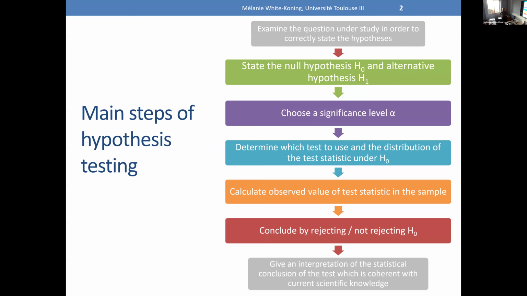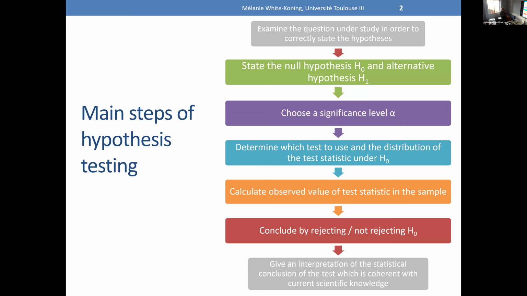Yeah. So if you remember last time, we said that the main steps of hypothesis testing are first to examine the question under study to correctly state the hypotheses. What question are we trying to answer? Then to define and state the null and alternative hypothesis. Choose a significance level, and you remember that we said it's often 5%, but not always. Obviously you want it to be as low as possible, but you have to be careful because if you lower alpha, you increase beta, the type 2 error, which means that you're decreasing the power of the test.